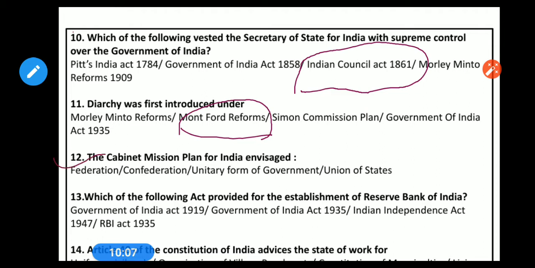Question number 12. The Cabinet Mission Plan for India envisaged. Options are federation, confederation, unitary form of government, and union of states. The right option is confederation.